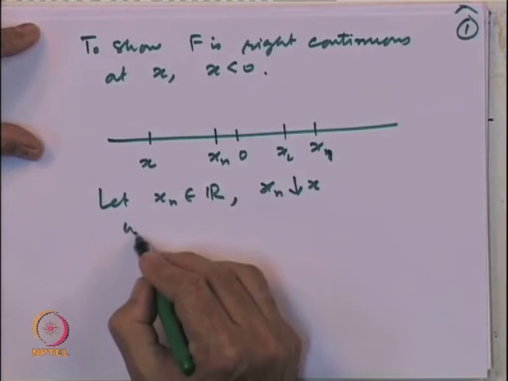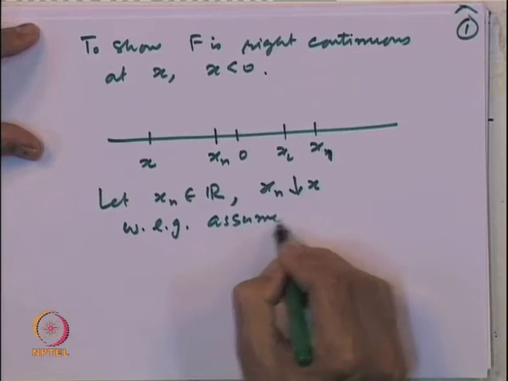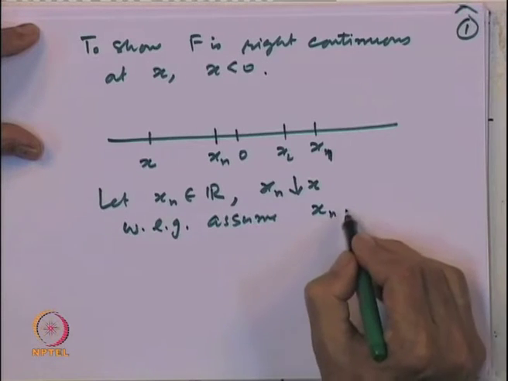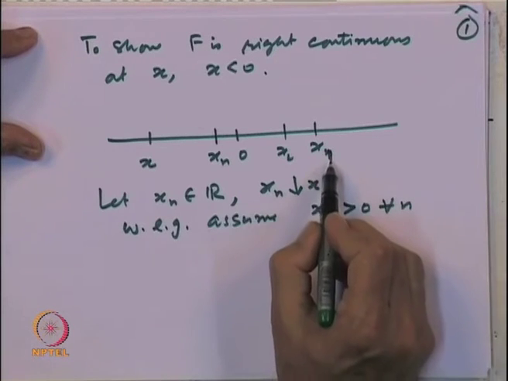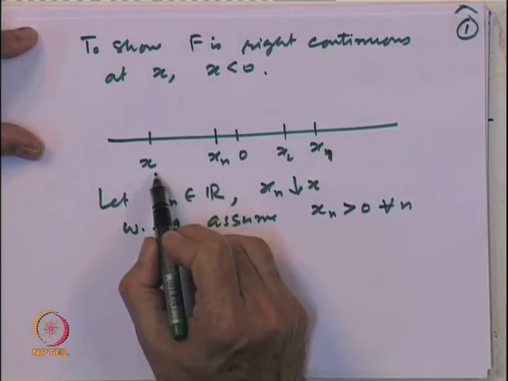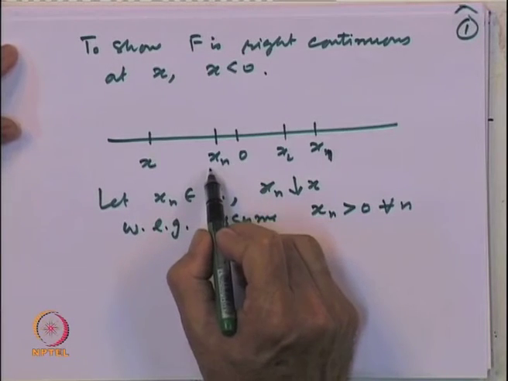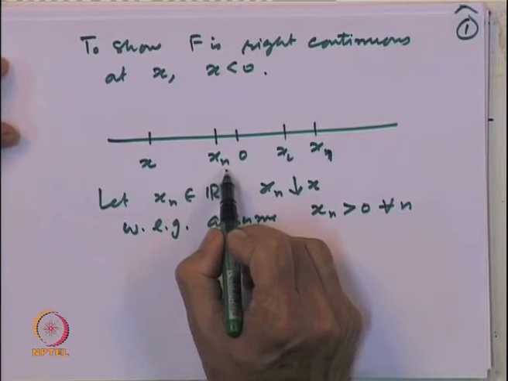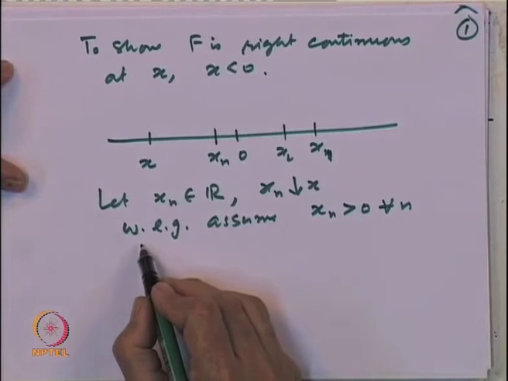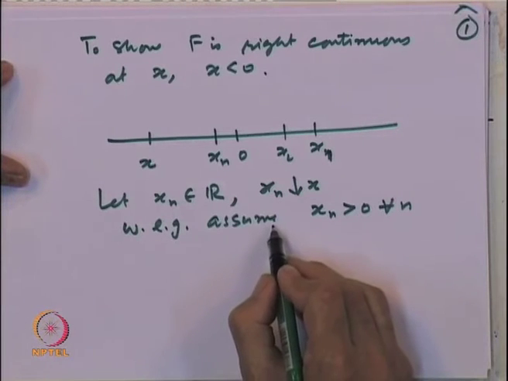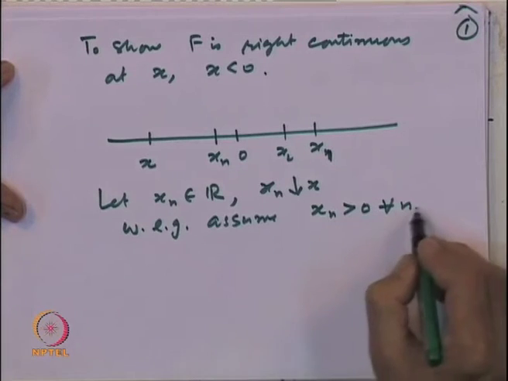So, what we are saying is, without loss of generality, assume that all the x_n's are bigger than 0 for every n, because x_n is going to converge to x and x is less than 0. So, at some stage it has to cross over, and we can start analyzing the sequence from that point onwards. The proof is not changed if we assume x_n is less than 0 for every n.